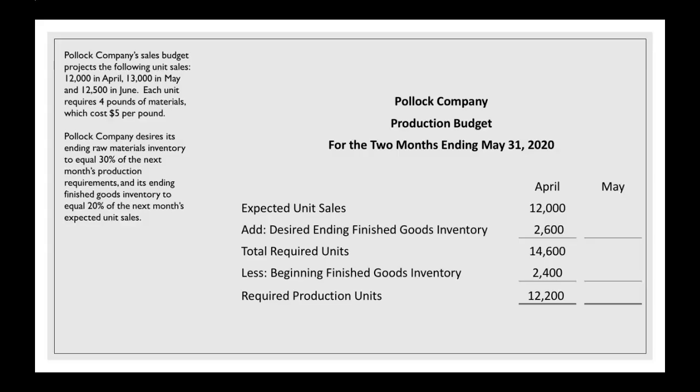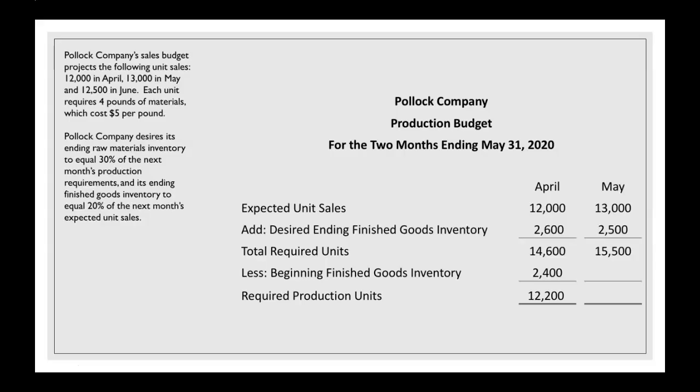Now we can work on May. So we put in the expected unit sales for May. We expect to sell 13,000 units this month. Now what do we think we're going to end May with? That's going to be 20% of June's sales. So 12,500 times 20%, which gives us 2,500. Now our total required units, that's our expected unit sales plus our desired ending finished goods inventory, and we get 15,500.